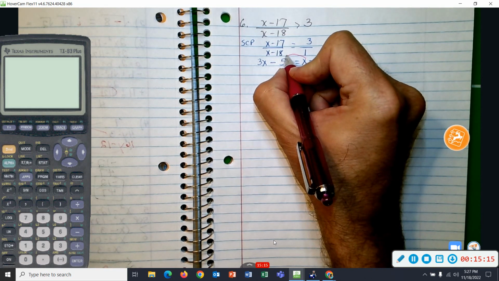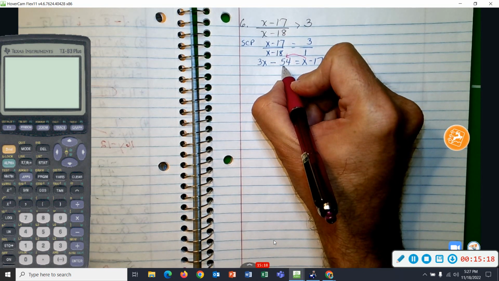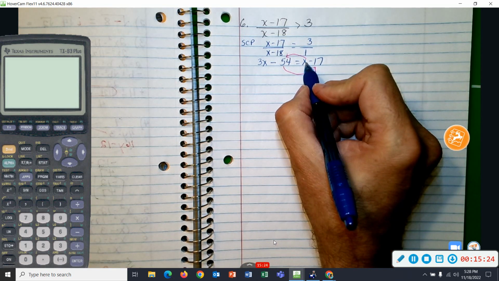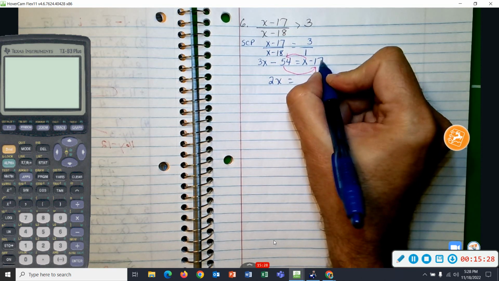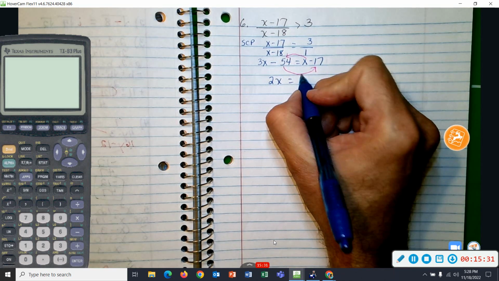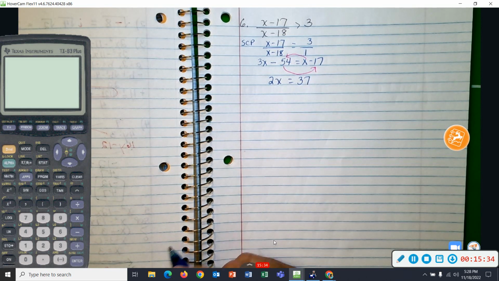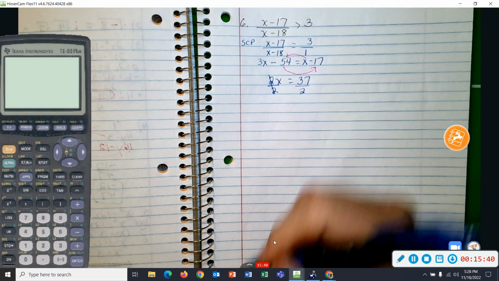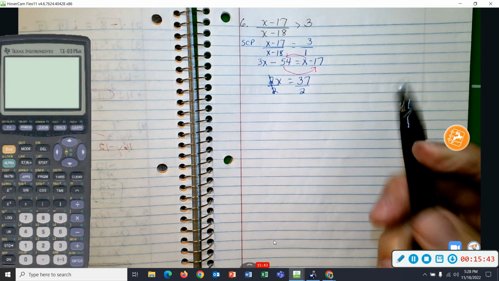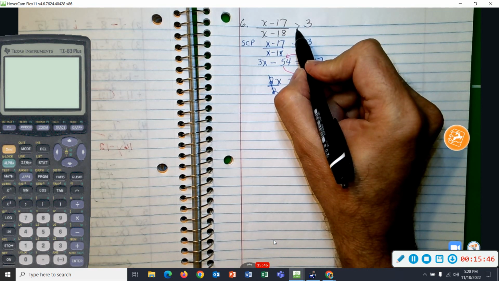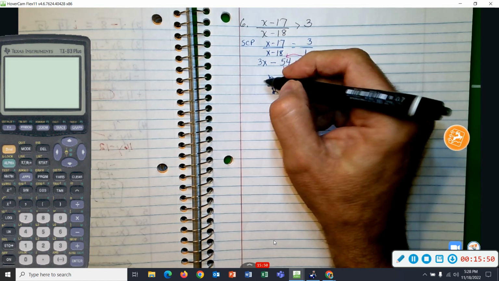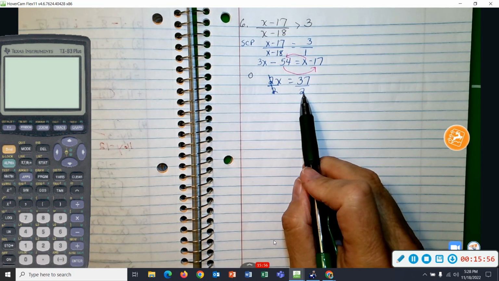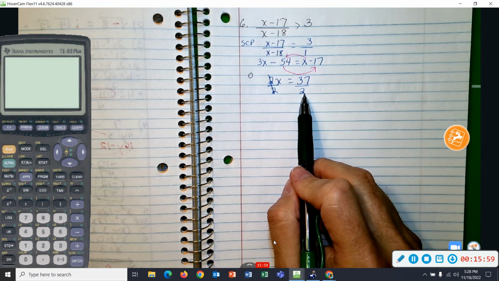I'll move this x over here by subtracting x from both sides. I'll move the 54 over here by adding 54. So 3x minus x is 2x. Negative 17 plus 54. Is that going to be a positive 37? Divide by 2. Look at the original problem to decide between open and closed circles. Since there's not an equal sign, you say it's an open circle. So we'll have an open circle at 37 over 2 on our number line.